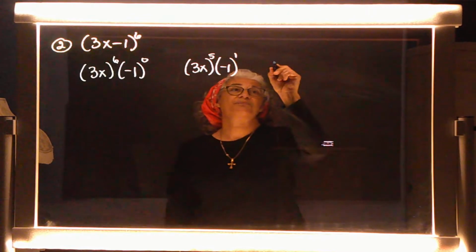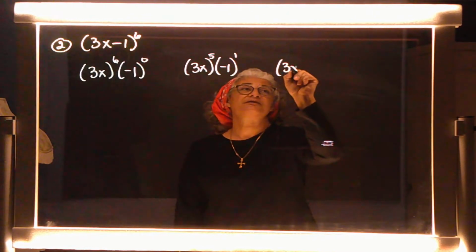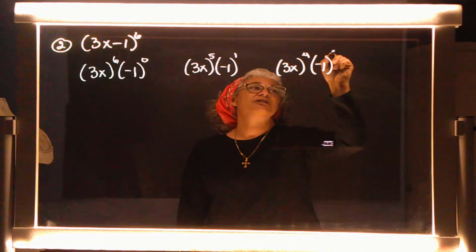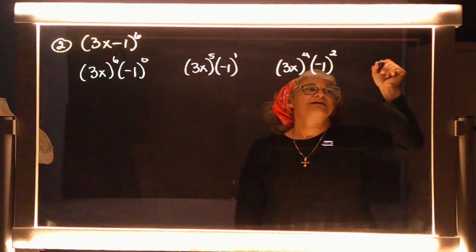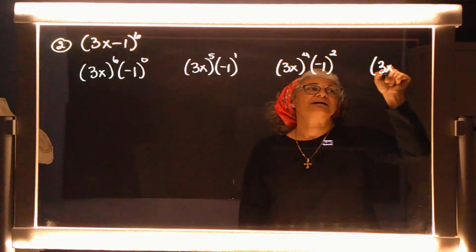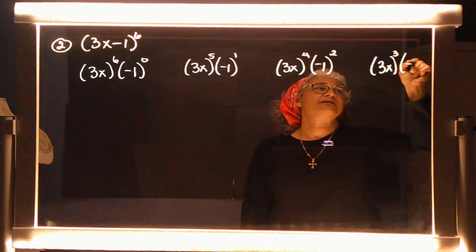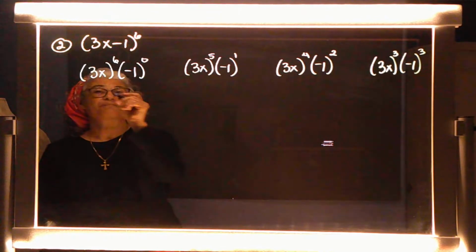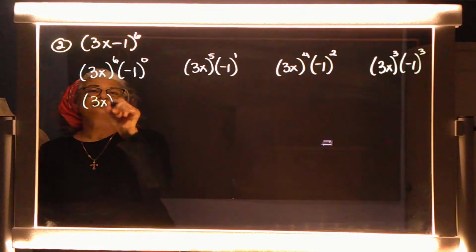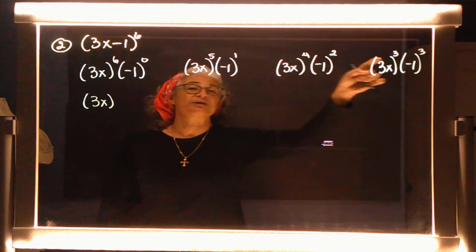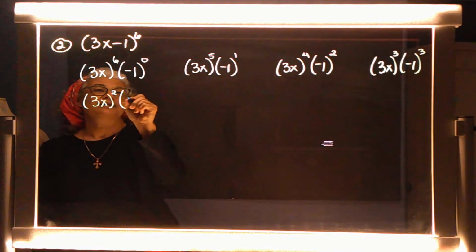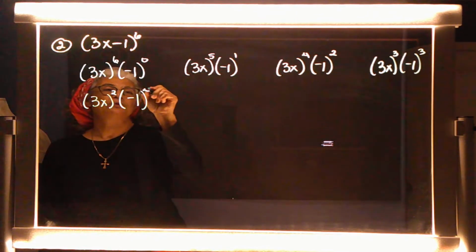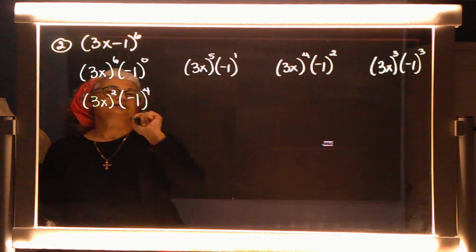Good, you're getting the hang of it. The next one is 3x to the power of 4 and that -1 to the power of 2. I'm with you. The next one is 3x to the power of 3 and the -1 to the power of 3. Good. We're both agreeing. Remember, the 3x is descending: 6, 5, 4, 3. Good. This is 2. And the -1 is ascending: 0, 1, 2, 3, 4. Good. And these two powers add to 6.